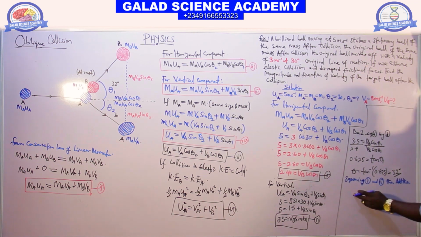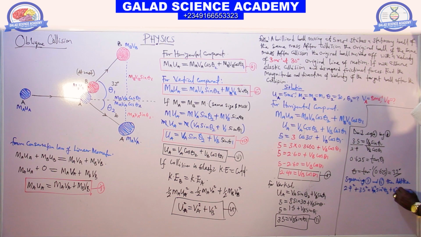What do we do now? This is equation 1. It will be 2.4 square plus 3.5 square is equal to VB square cos square theta 1 plus VB square sine square theta 2.